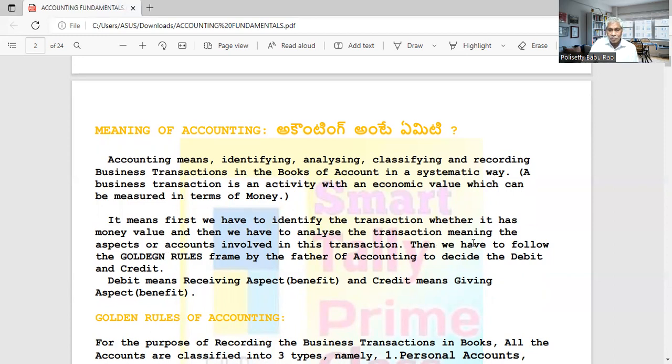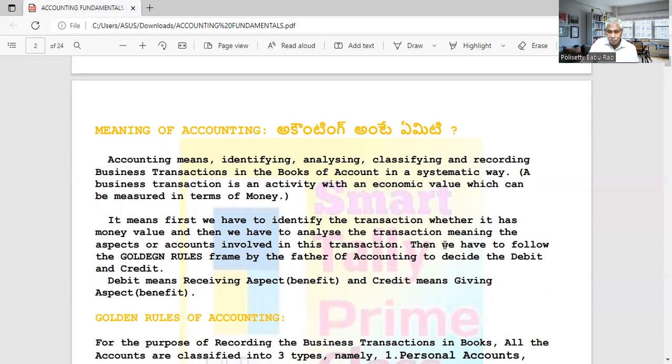So what are the accounts involved in the transaction? Suppose, I told you an example, going by auto, traveling. So traveling we made, that is one aspect. Traveling, we are receiving the benefit. The aspect we are receiving is traveling, transportation, reaching there. And the money we are paying, that is another aspect. Like that, we have to analyze the transaction and determine what are the two aspects involved in the transaction. Then we have to follow some rules.